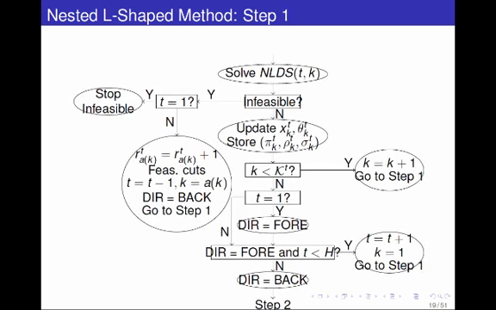Now, forward pass. Now we're moving forward. Okay. First thing we do when we're moving forward is we solve the NLDS. After we solve the NLDS, we check if we have a feasible solution or not. Do you remember what the check was?